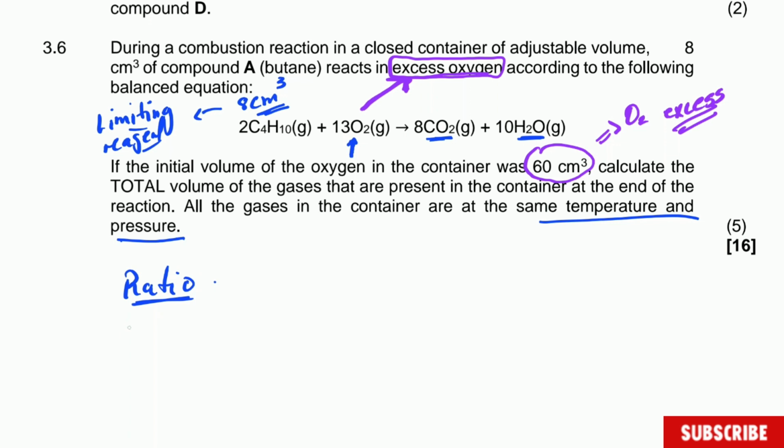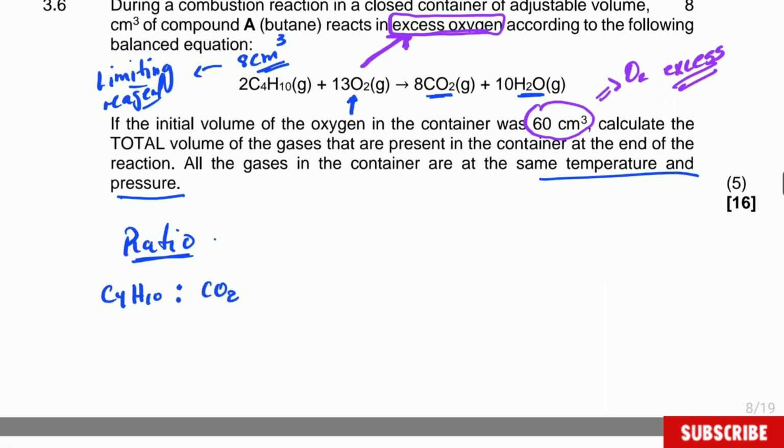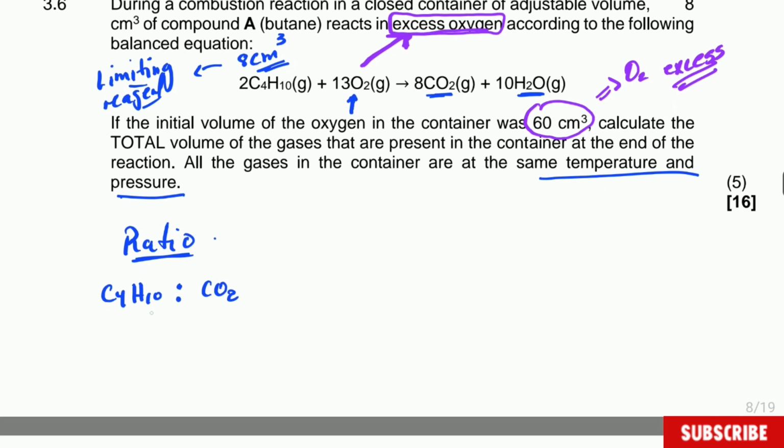So the ratio of the limiting reagent, which is C4H10, to CO2 is the first ratio we are going to be working with, and the ratio is 2:8. Remember, the ratios are the numbers at the front. In the case of the carbon dioxide, it is 2:8. In other words, for 8 cubic centimeters of C4H10, how much carbon dioxide will it produce?